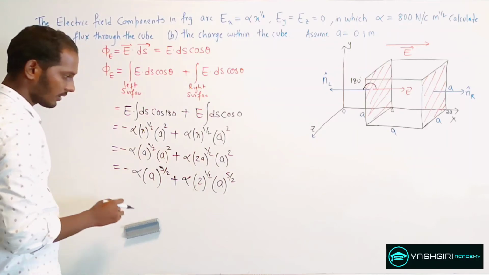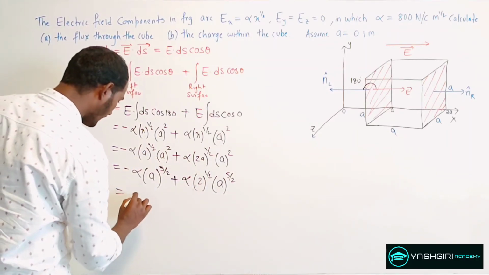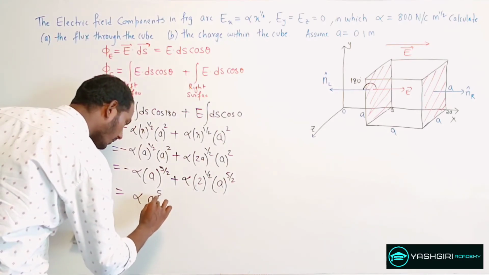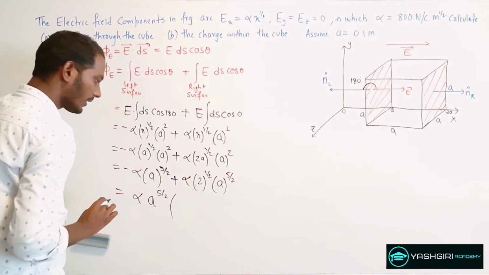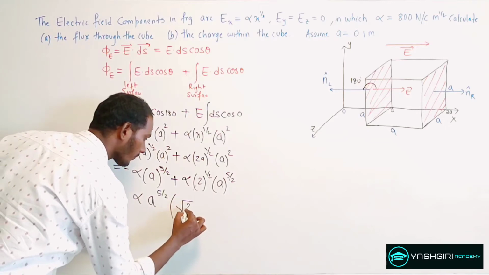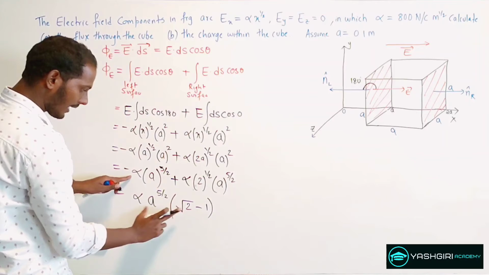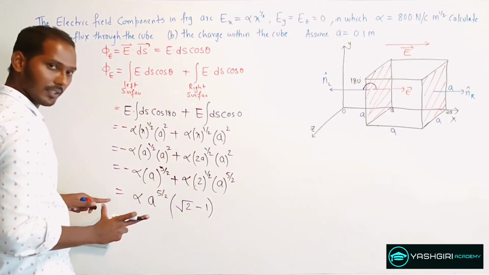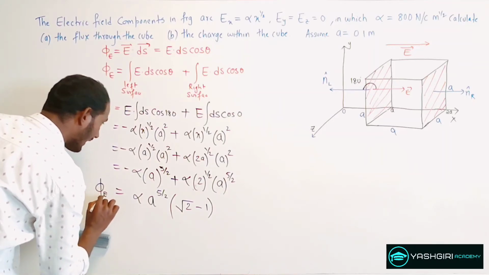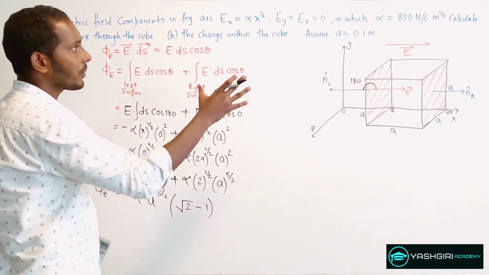Just add this. Now from here I can take the common out. So what I am left with is the alpha will be taken out, into a to the power 5 by 2 is the common term, and I can just say that it will be a square root of 2 minus 1. So this is the answer. I take this over here. When I multiply, open up this, I'll get the same result. So now I have got the final expression to calculate the electric flux through the cube. So that's the expression. Now here I can substitute the value of alpha.